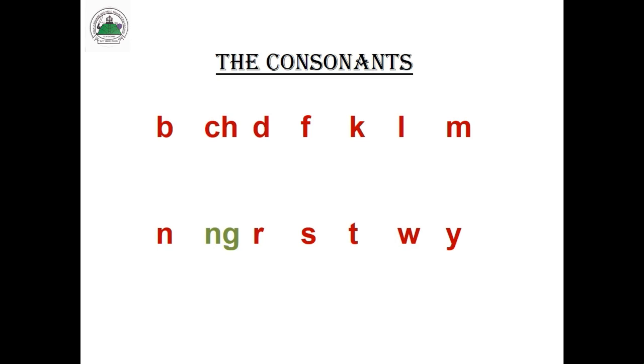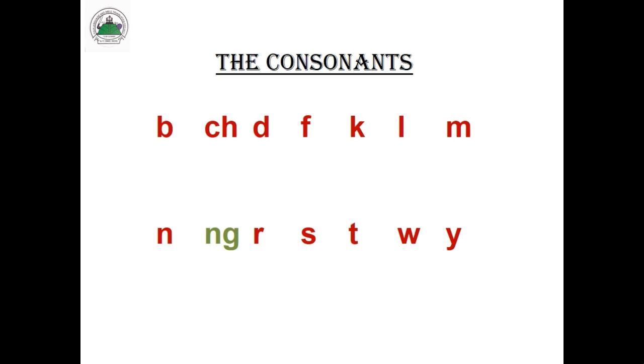Now the first consonant there is pronounced B. The next one is pronounced Ch. And the one that follows is pronounced D. And the next one is pronounced F. And the one that follows is pronounced K. Then the next one that follows is pronounced L. And the one that follows is pronounced M. Then the following one is pronounced N. And that one colored, the letters N and G, is pronounced Ng.